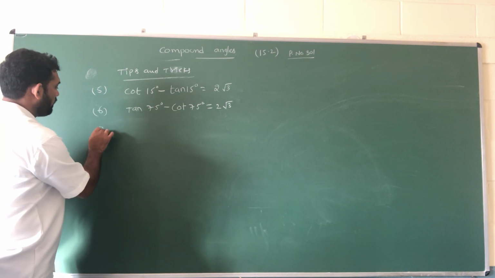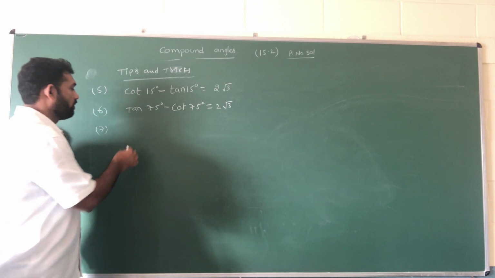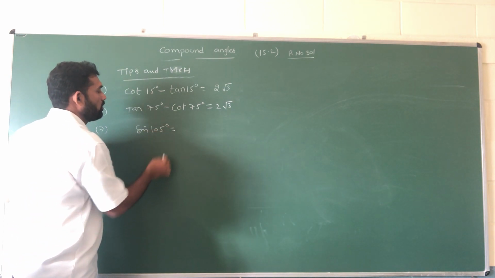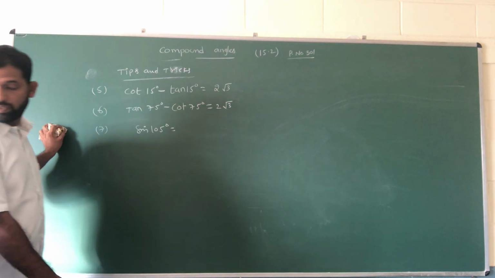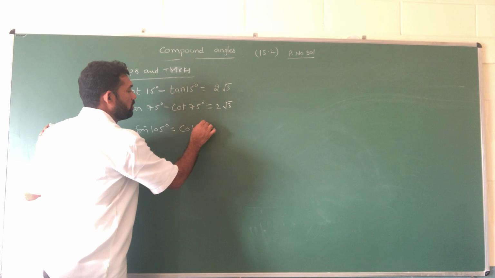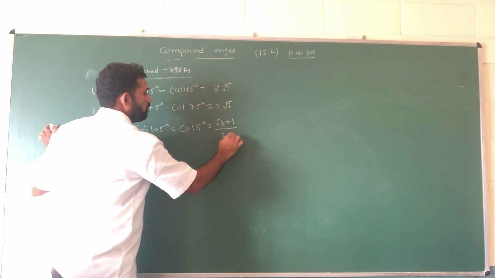So next point, seventh point. What is given? Sine of 105 degrees is equal to cos 15 degrees. These both values are the same: root 3 plus 1 by 2 root 2.